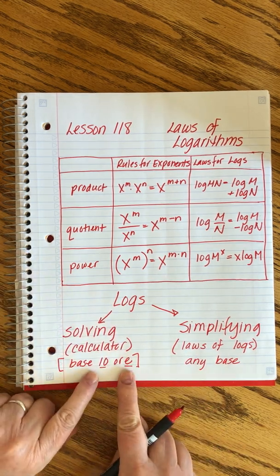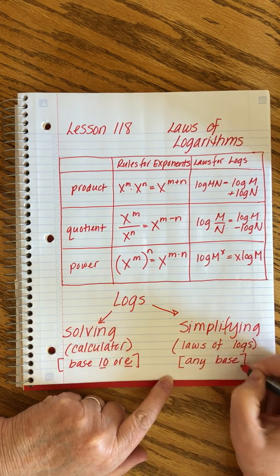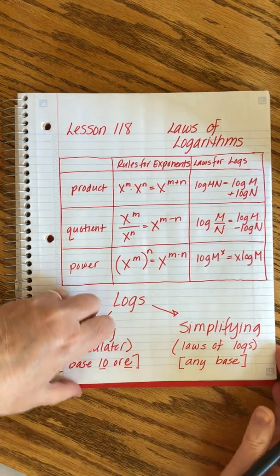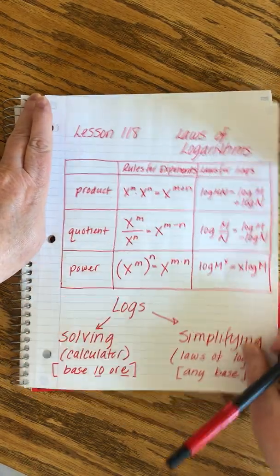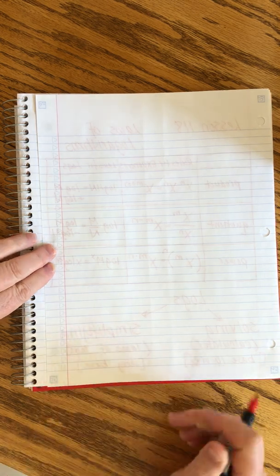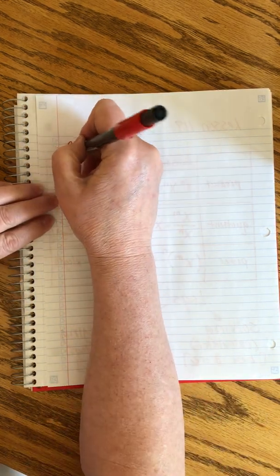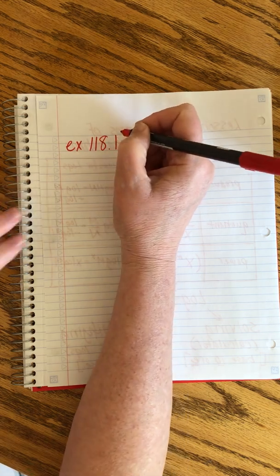I'm underlining those so you can see what I mean. These, as long as they match, we're fine. We don't have to worry about it. All right, let's take a look at these problems. There are three. A perfect number. Example 118.1. Solve.